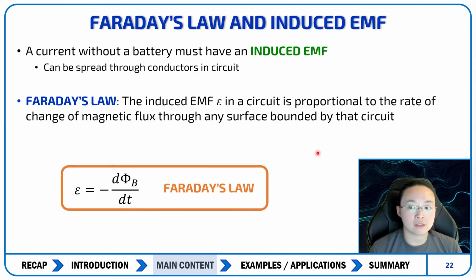So now we take a look at Faraday's law. A current without a battery must have an induced EMF, and that can be spread through conductors within a circuit. For Faraday's law, the induced EMF is proportional to the rate of change of magnetic flux through any surface bounded by that circuit. So Faraday's law itself is equal to this, where epsilon, the EMF, is equal to negative d phi B over dt. So it's the negative of the change in magnetic flux over a certain amount of time. This negative comes from Lenz's law, and we'll explain that in the next section.